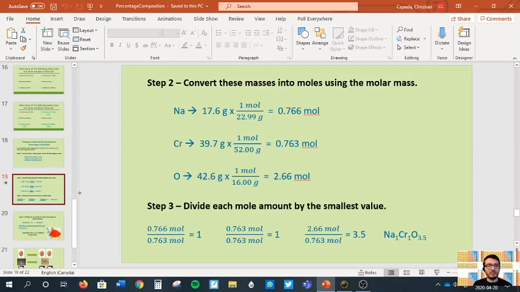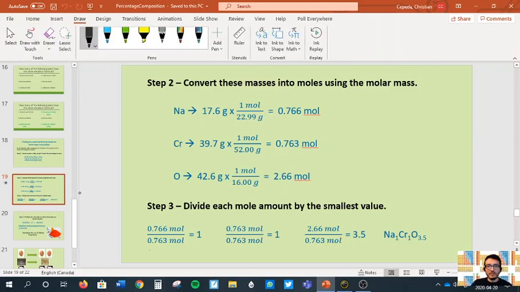So here we have 0.766 divided by 0.763. What's important for this step is you can round, right? Rounding is okay. So feel free to round at this step. You're going to get really close to 1, round it to 1. One number divided by itself is 1, so that's pretty simple. And here we have 2.66 divided by 0.763, and we get 3.5, right? So not the answer, not the whole number we were looking for, but we can fix this, right? We can fix that.